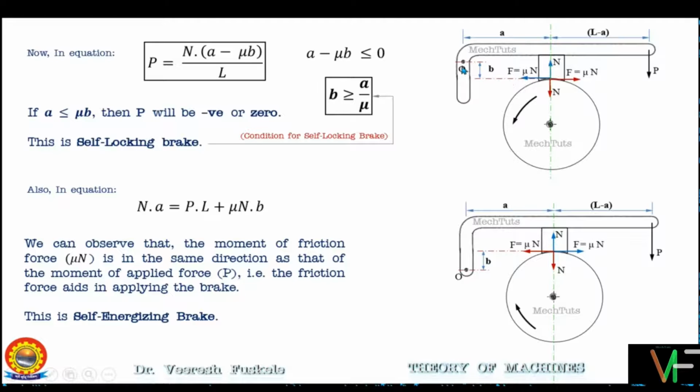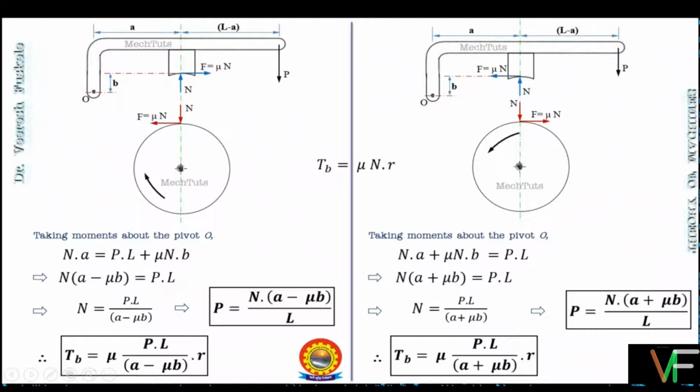For the configuration when the fulcrum point is above the line of action of the friction force, if the drum is rotating in the anti-clockwise direction, then we will have a self-energizing brake. And for the configuration when the fulcrum point is below the line of action of the friction force, if the drum is rotating in the clockwise direction, then we will have a self-energizing brake. Having derived the equations, we should now proceed to numerical problems.